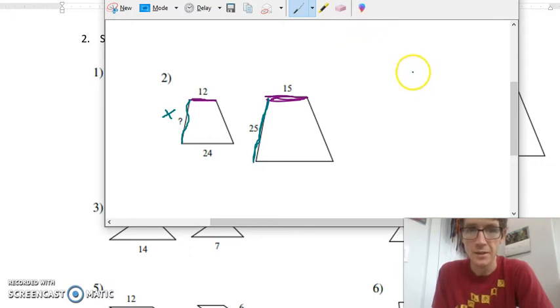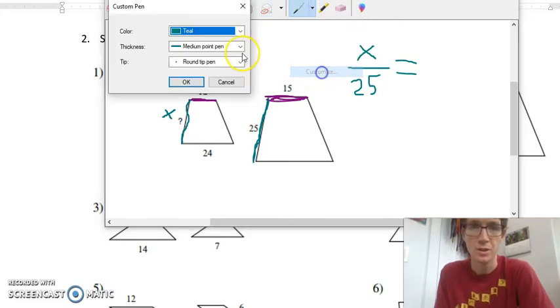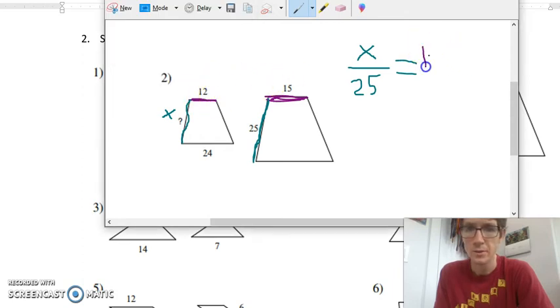So we know that x over 25, that ratio, has to be equal to the ratio between 12 and 15. You have to be careful. It has to be x to 25. So this shape to this shape, this side to this side. You have to make sure you go in the same order. So 12 over 15.